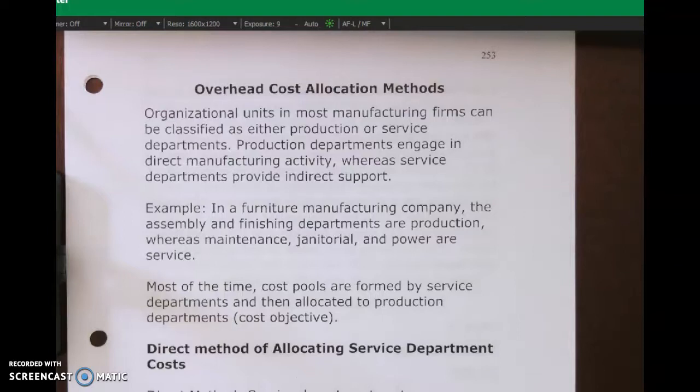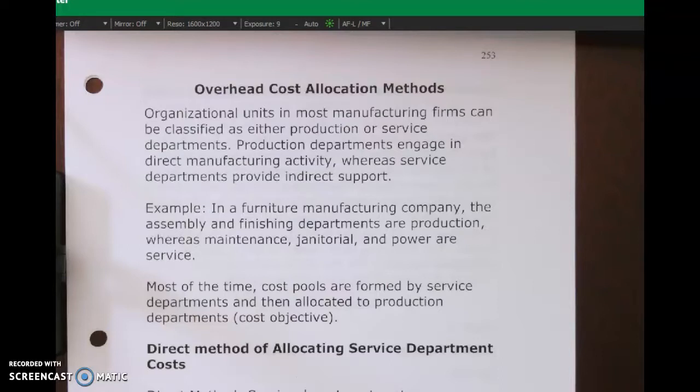This is important because the type of cost allocation that we're talking about in this chapter is something called the direct method. With the direct method of cost allocation, service departments such as janitorial, accounting, purchasing, the company cafeteria allocate their costs directly to production departments. I'll say that again. Service departments allocate their costs to production departments.